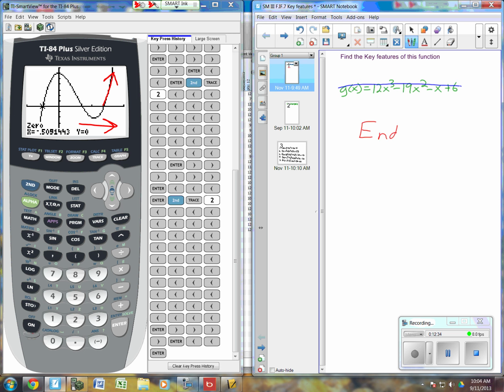So if I'm talking about end behavior, it's up to the right. And what happens as it goes to negative infinity? What happens as we're going this way? The graph is going down to the left.